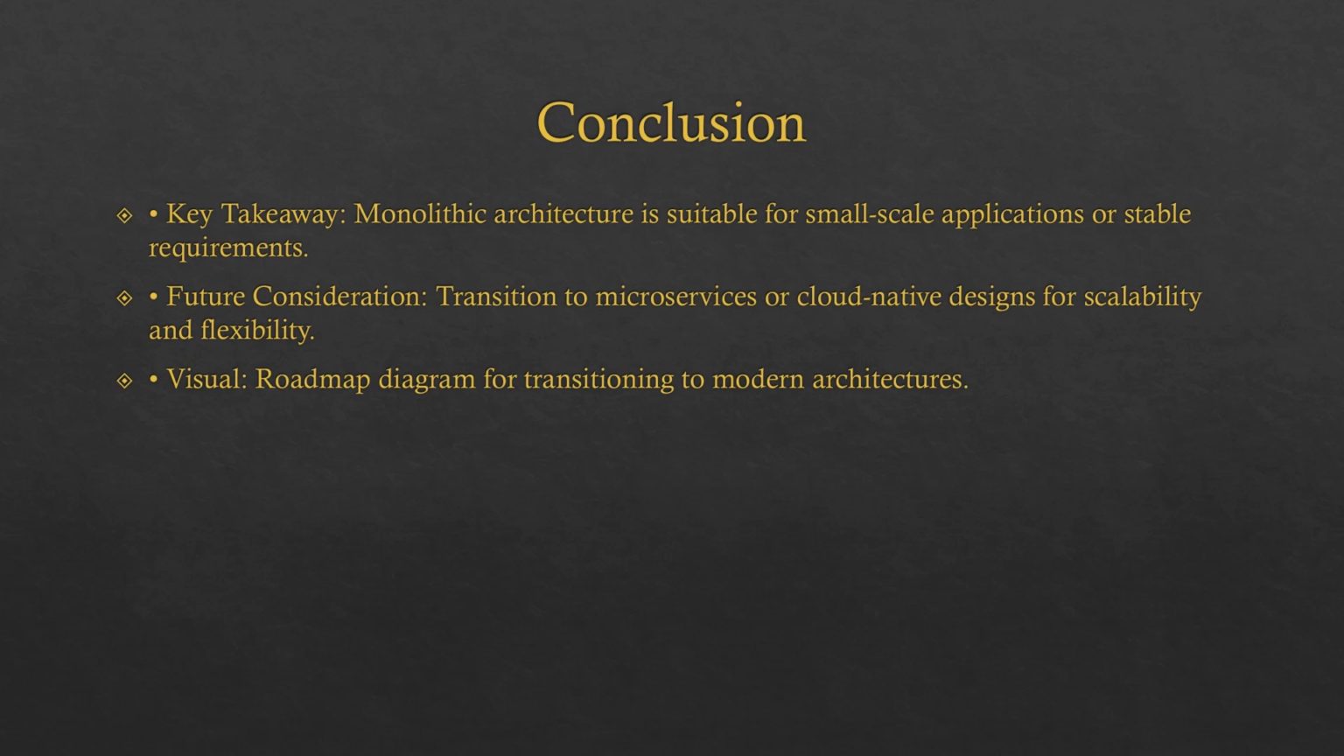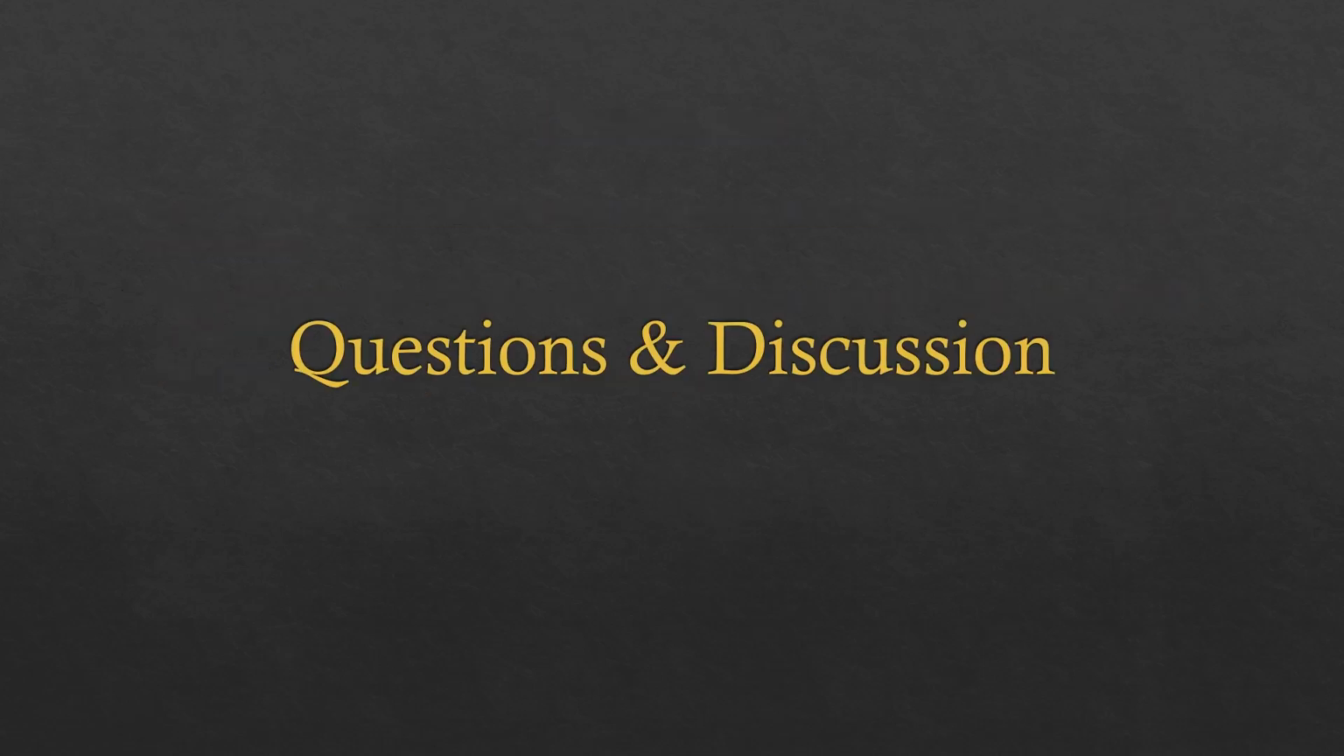In conclusion, monolithic architecture is an ideal choice for small-scale applications or those with stable, unchanging requirements. It provides simplicity and cost effectiveness in the early stages of development. However, as the application grows and becomes more complex, transitioning to more modern architectures like microservices or cloud native designs might become necessary to ensure scalability and flexibility.